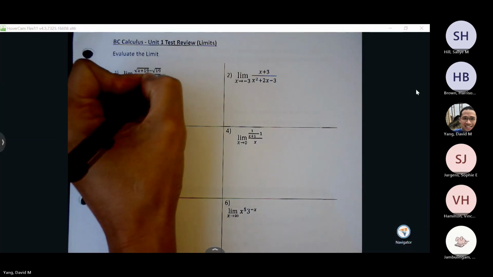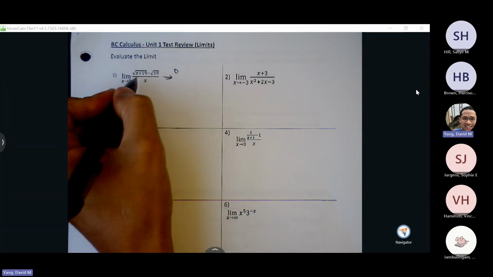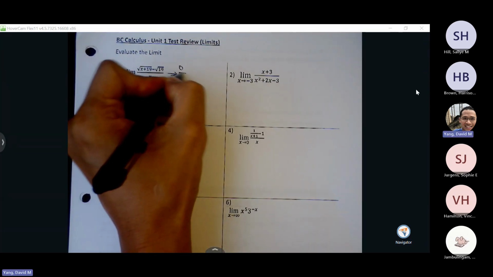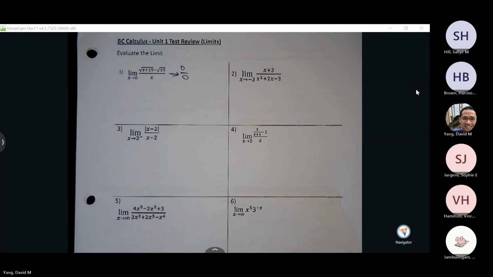So, plug 0 in, I get root 19 minus root 19, so 0 over 0. We know there's a hole, we know there's a limit, a real number waiting for us, so we go through the conjugate method, right?